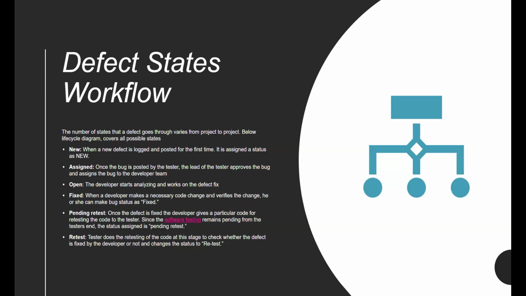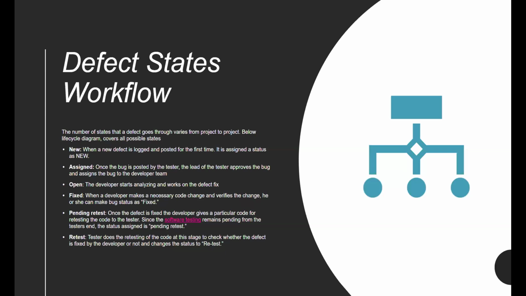Then assigned is another state. Once the bug is posted by the tester, the lead of the tester approves the bug and assigns the bug to the developer team, exactly what I said. So you assign it to the developer because you cannot just write the defects there and leave it. You need to assign it to the developer because most of the developers might say, you did not assign it to me, so why should I go and correct it? It wasn't assigned to me, it was just put there. So to avoid issues, you just need to assign it to the developer in the team, right?